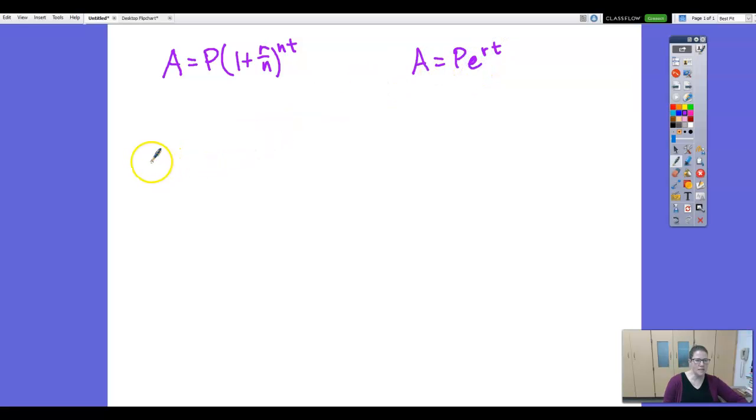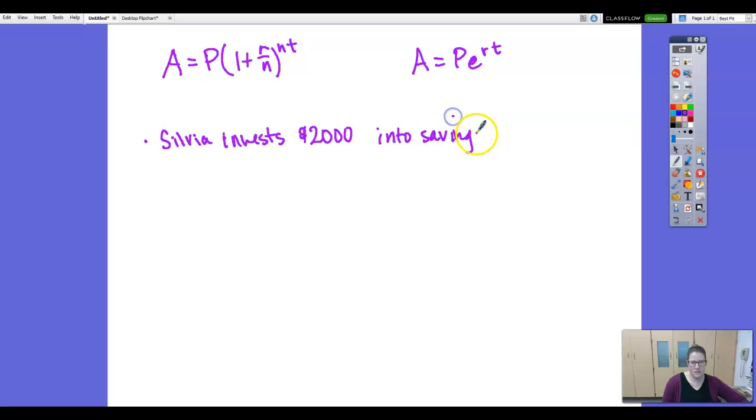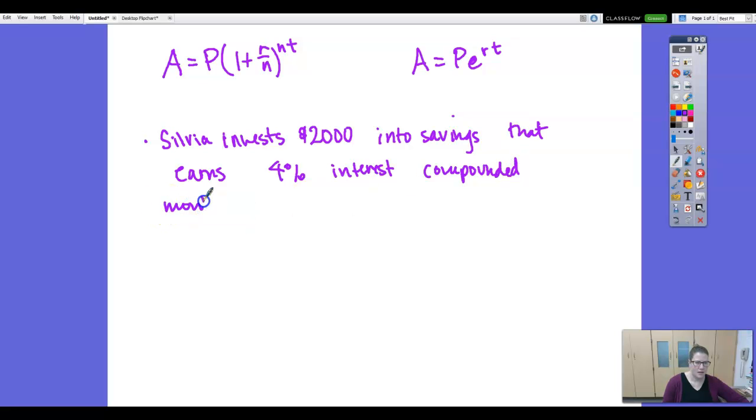Okay. So let's say that Sylvia, I don't know why that's the first name that came to my mind. I don't even know anyone named Sylvia, but let's say that Sylvia invests $2,000 into a savings account, and it earns, let's say, 4% interest, compounded monthly. How much will she have after 5 years?